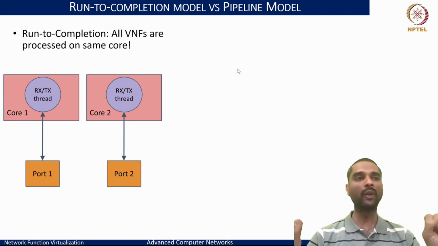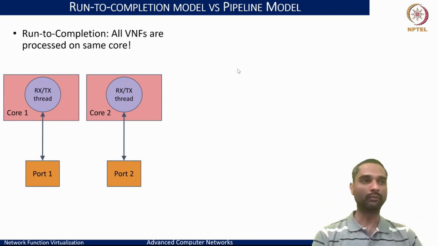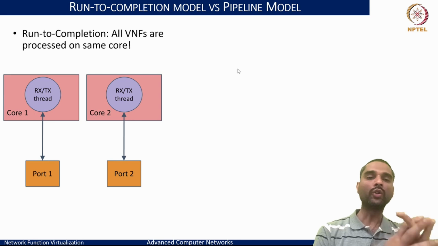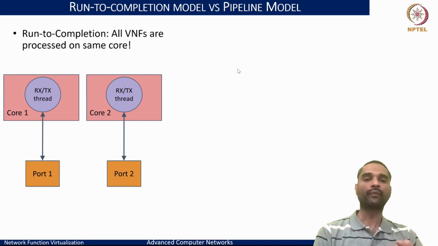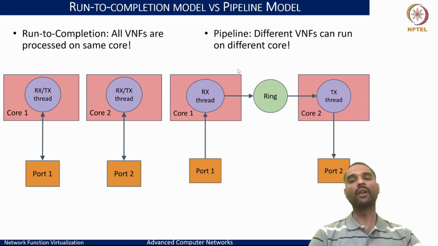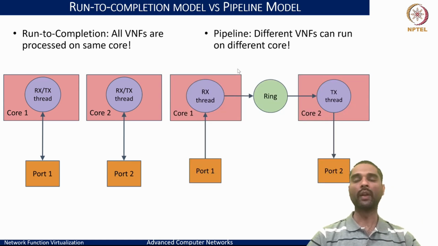And if we have different implementations, different mechanisms being used, this run to completion model seems a tedious task to integrate and build. Hence, the other alternative was also provided. That's what we call a pipelined model. Here, different virtualized network functions can run on different cores.